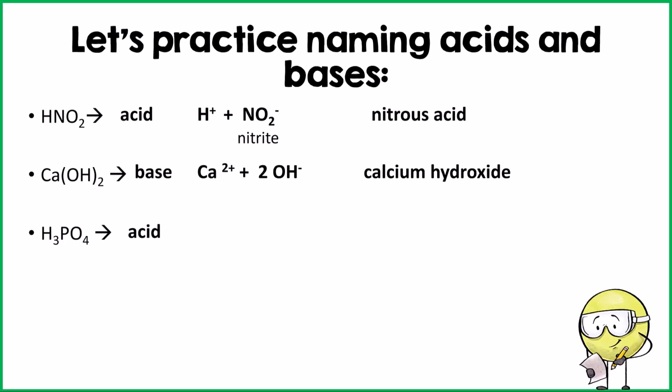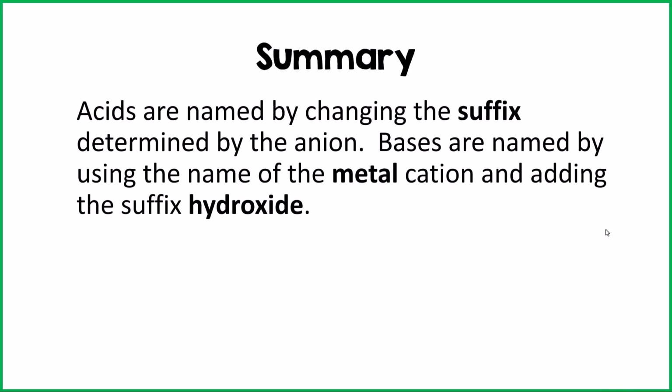Okay, this is an acid and it breaks into 3 protons and 1 phosphate ion. Because this is phosphate, we're going to change the suffix to ic and make that phosphoric acid. And so in summary, acids are named by changing the suffix, determined by the anion. Bases are named by using the name of the metal cation and adding the suffix hydroxide.